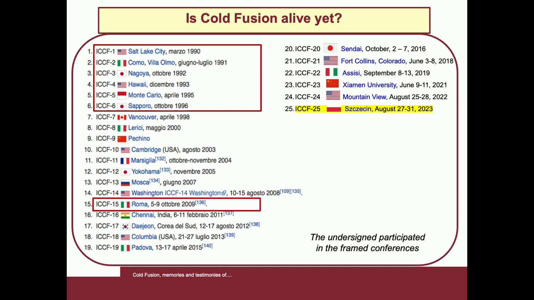Here is the whole list of international conferences on cold fusion starting from 1990 up to the present day. In fact, the next one will be in August 2023 in Poland. Judging from this list, it would seem that cold fusion has had a continuity over the years, and there are still many researchers who continue to work on it. All this suggests that this field is still alive.